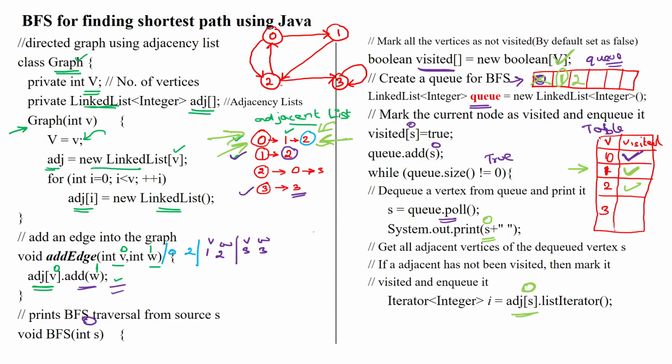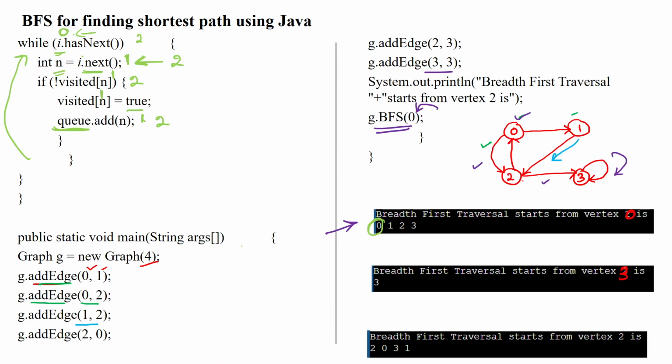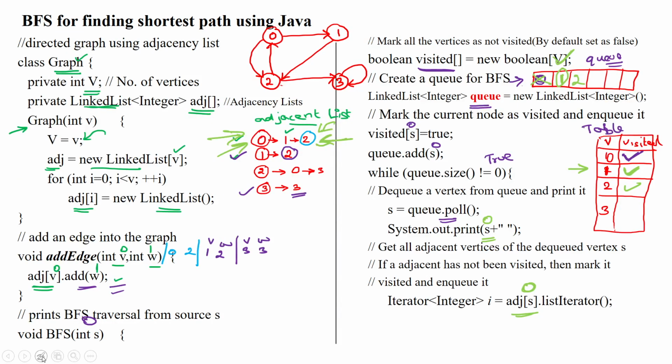Now we are checking the queue. When you are checking the queue, this while loop is not completed. Actually, this while loop is now over. After that, one more while loop is there. That while loop is not completed now. So we are checking this while loop.